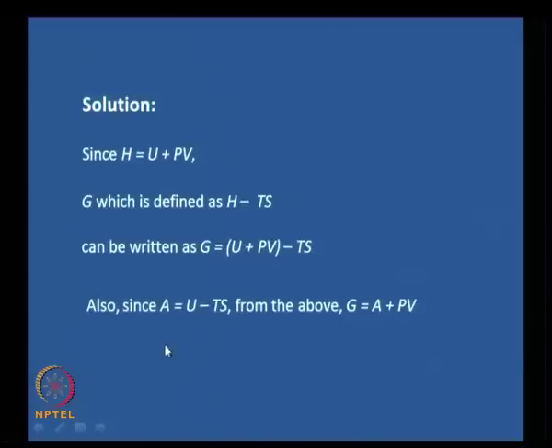Also, since A, the Helmholtz free energy, is defined as U minus TS, and we also know that U plus PV minus TS is G, we can combine U minus TS as A, and write G as A plus PV. These are the two relationships that we were looking for in that particular exercise.